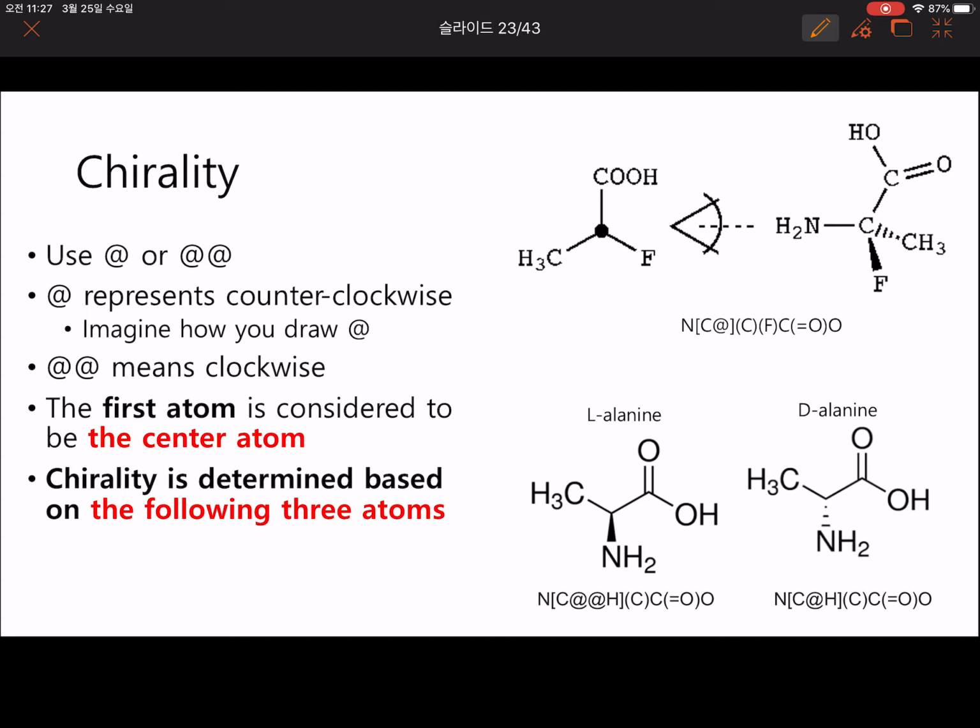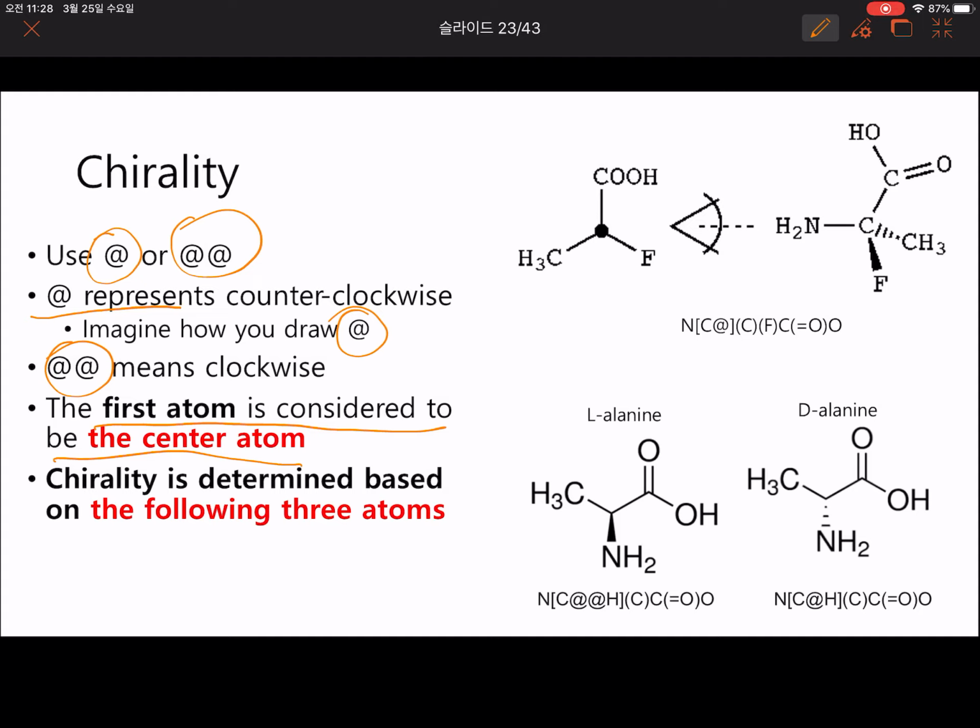And also we have to represent chirality. So how is chirality represented? To represent chirality, we use at symbols, one at symbol or two at symbols. And the key point of how to represent chirality is that the first atom is considered to be the center atom.